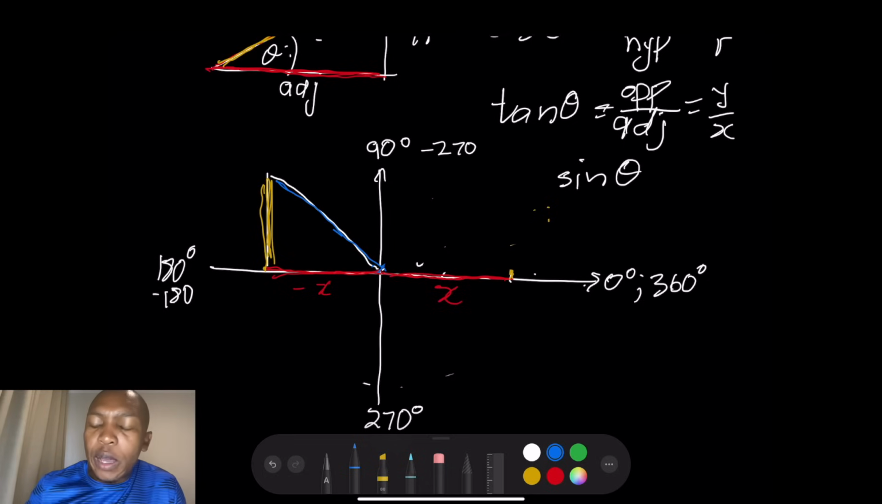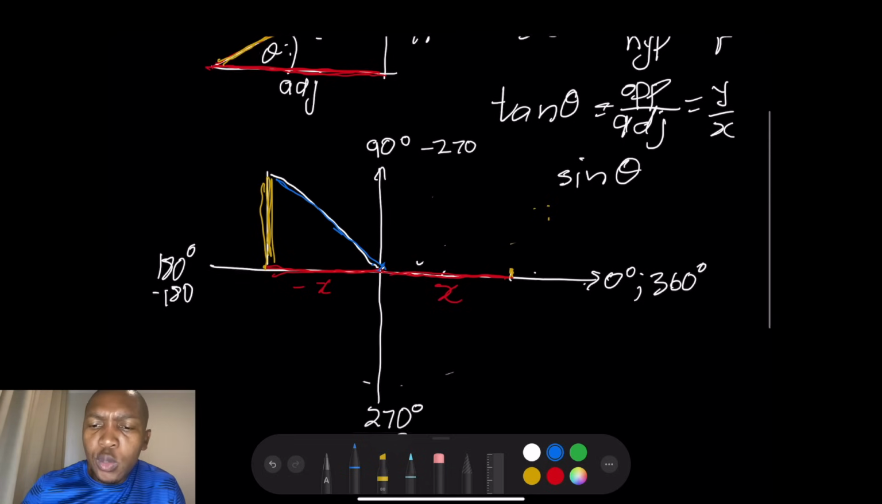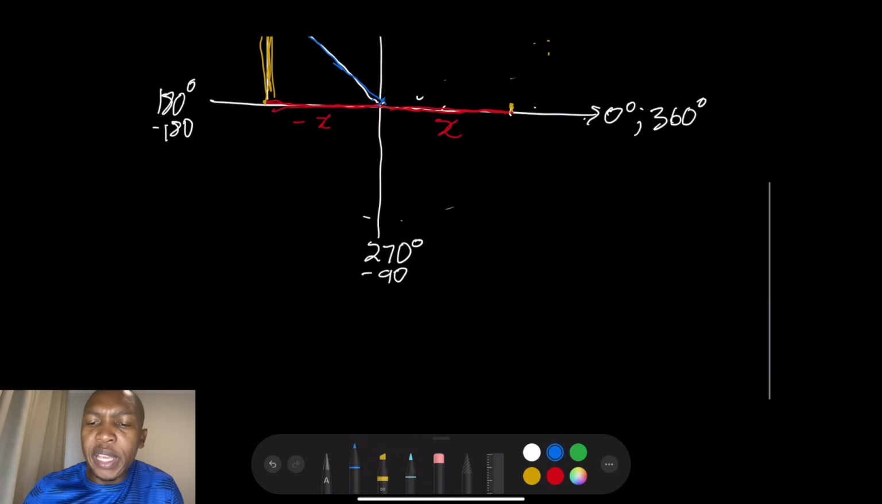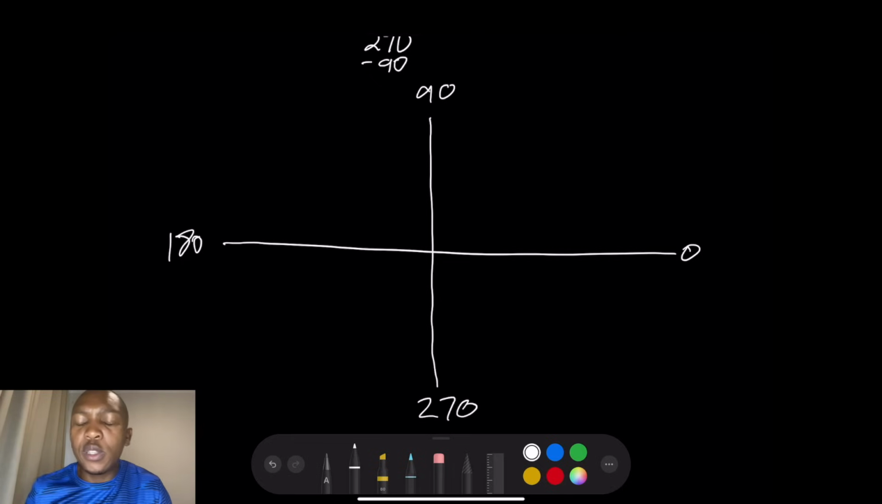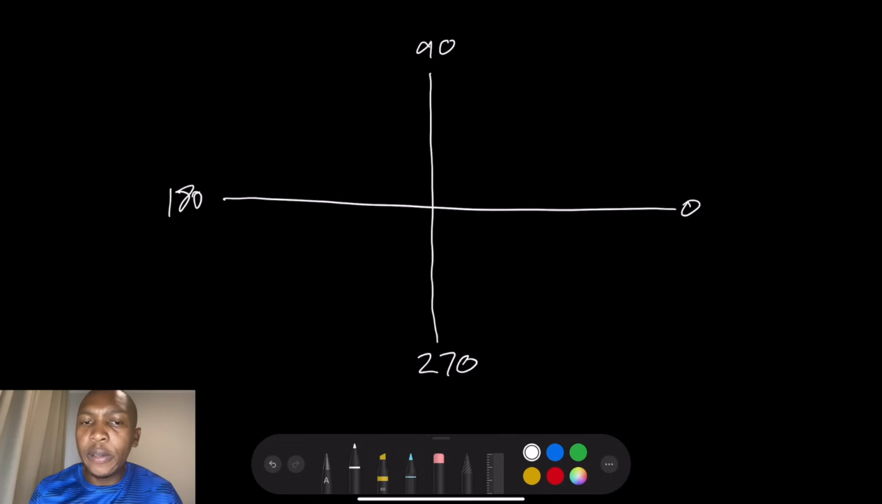Perhaps I want to just draw another Cartesian plane that looks nice and plain. Now I want you to please note the following. Remember, we said this is 0, this is 90, this is 180, and this is 270. When we use the reduction formula, we will be trying to reduce any angle into an acute angle, by using what we know here.